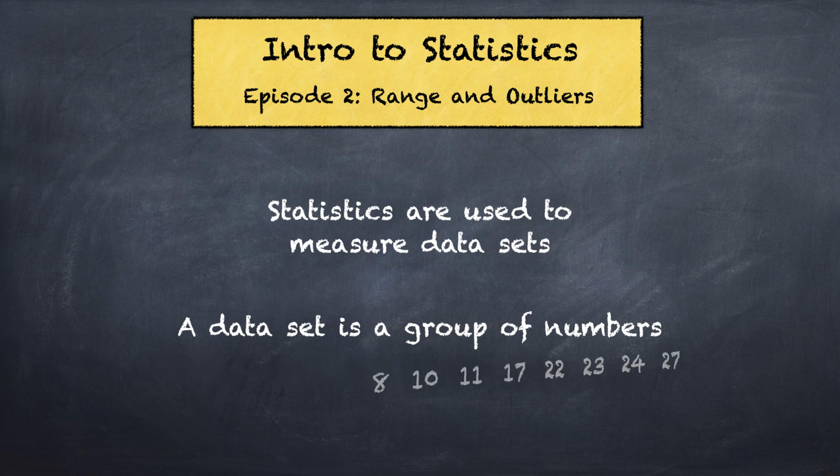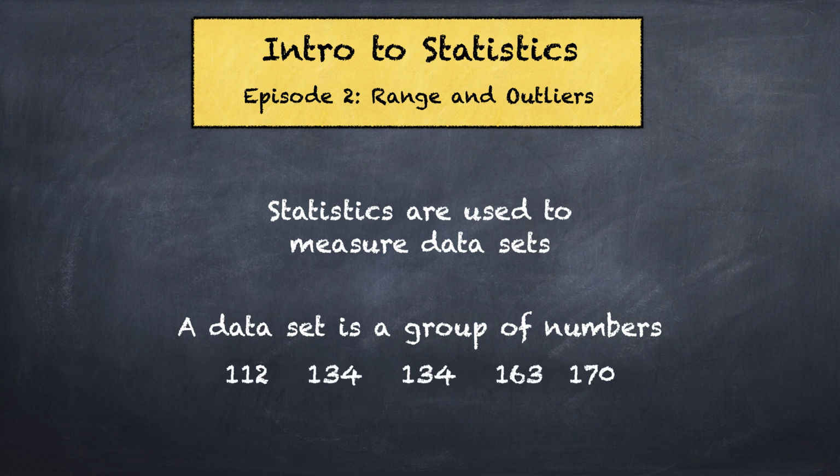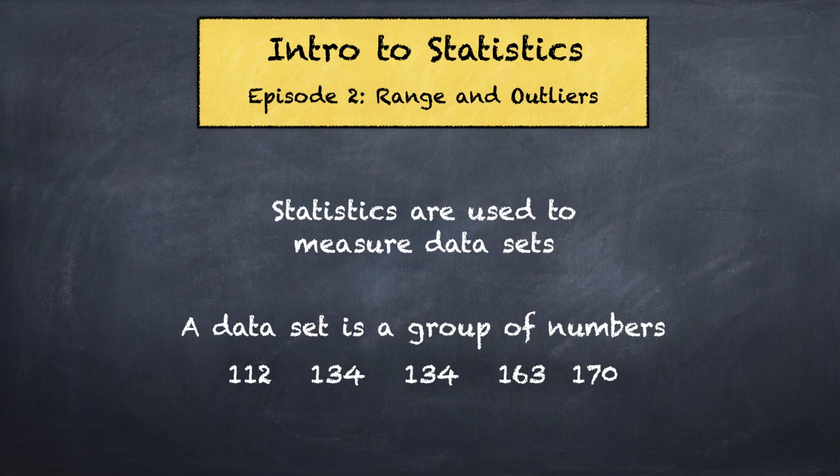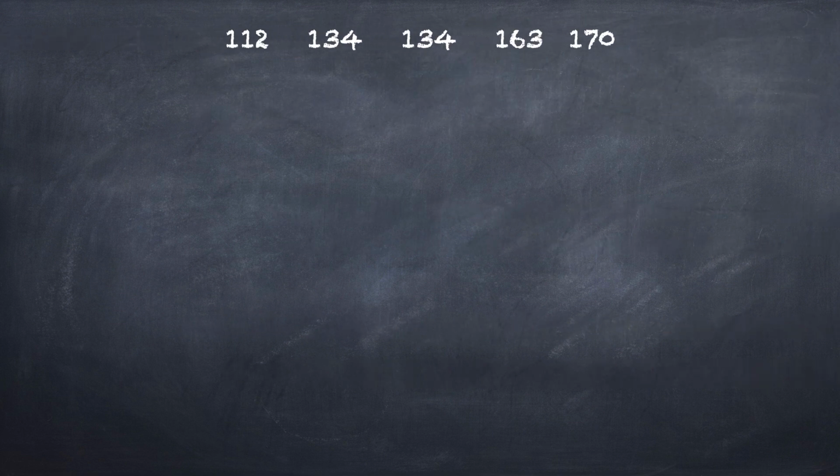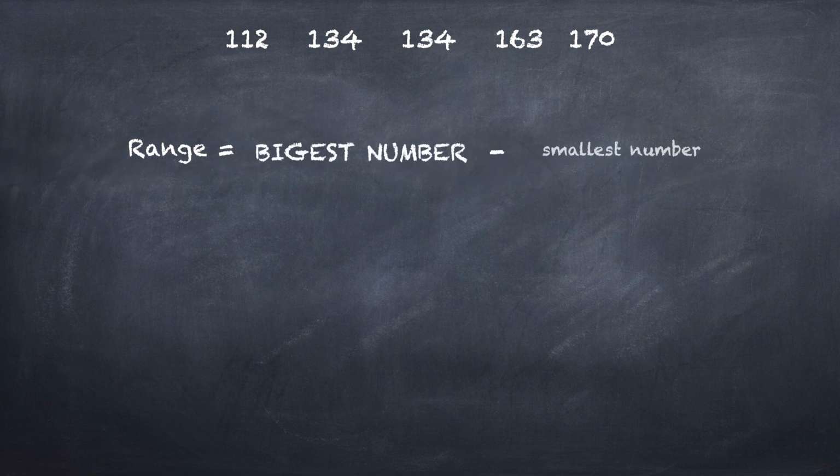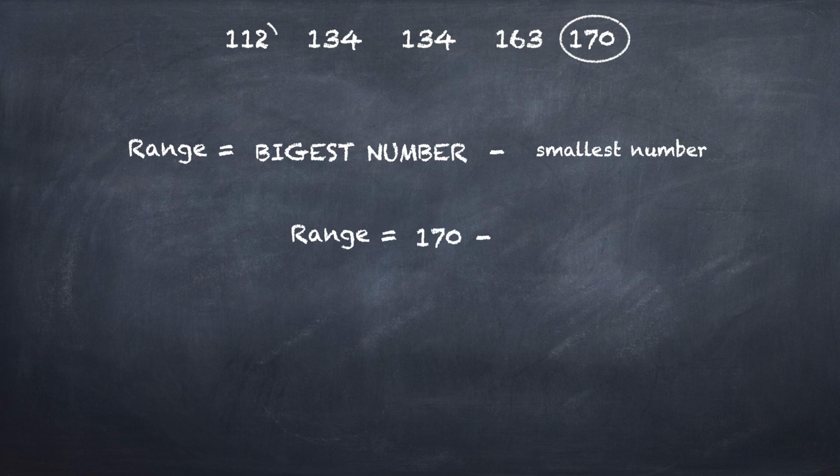So again, that's a data set. So let's now look at how to calculate range and outliers of a data set. So range is the biggest number minus the smallest number. Very easy calculation. So in this data set, the biggest number is 170 minus the smallest number, 112. So our range is going to be 58. So range is very easy to calculate, biggest number minus smallest number.